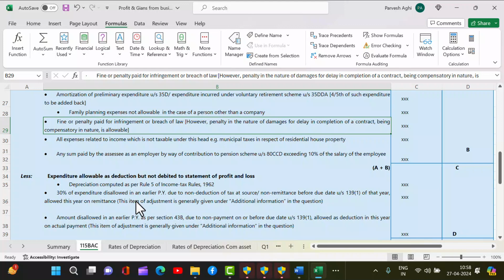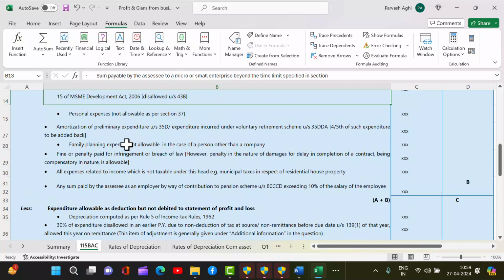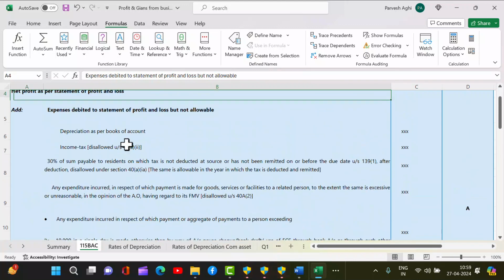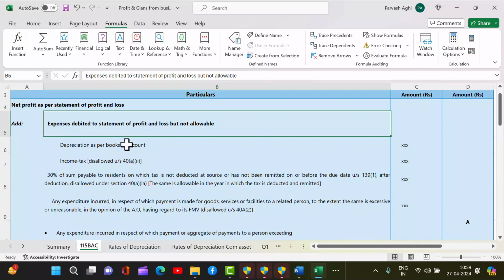So any fine, suppose you are paying any fine under the income tax, under the GST, under any law, that will not be allowed because it is not a business expenditure, because you have not met the date, you have not met the law, and you are paying some penalty. However, if you pay a penalty for delay in completing the contract, that will be allowed because this penalty will be charged by your vendor and not by the government under the various laws. So this will be added. This will come under expenses debited to statement of profit and loss but not allowed.